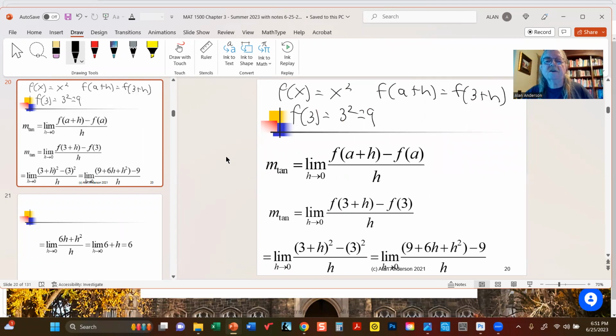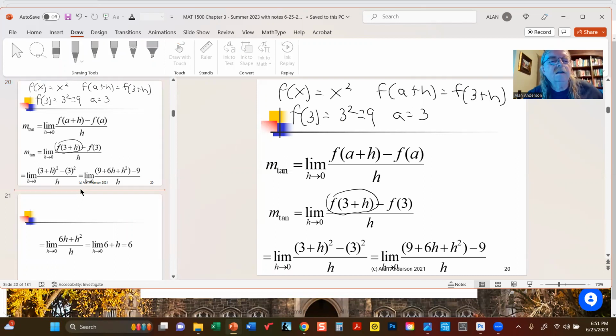All right. So in other words, there's the definition. So the a is 3. We know that. And we know that f of x is x squared. So f of a plus h is the same thing as f of 3 plus h. And f of a is just f of 3. And h is just whatever it is. This is usually the tricky part. What do we do with that? Well, let me do this in the next slide.